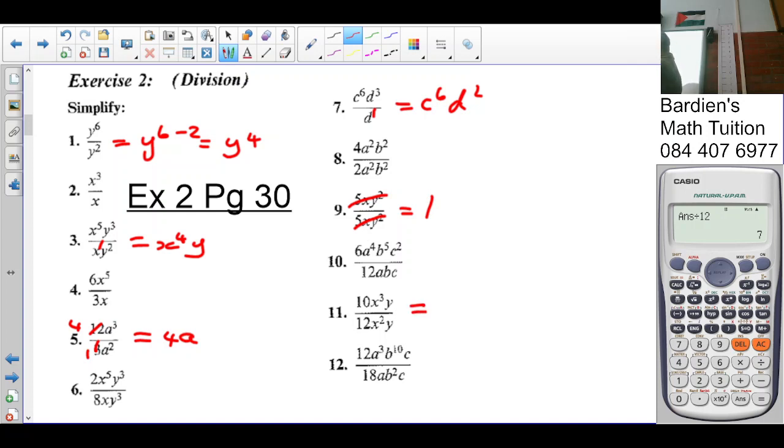Number 11. 2 goes into 10 5 times. 2 goes into 12 6 times. So it's 5 over 6. 3 minus 2 is 1, so it's x to the 1. You see the y's are the same, so they cancel. So it's 5x over 6 or 5 over 6x.